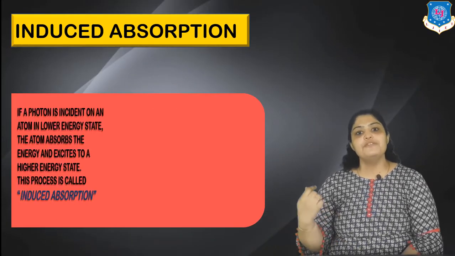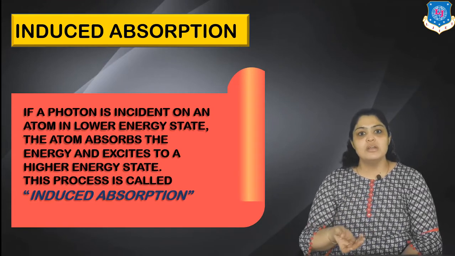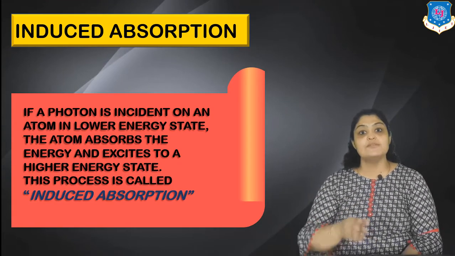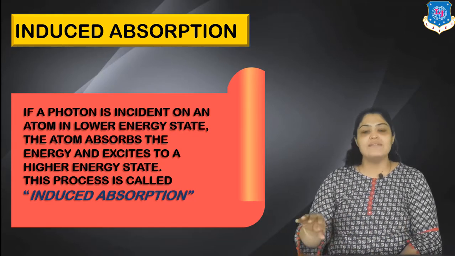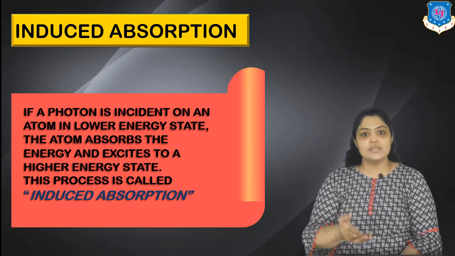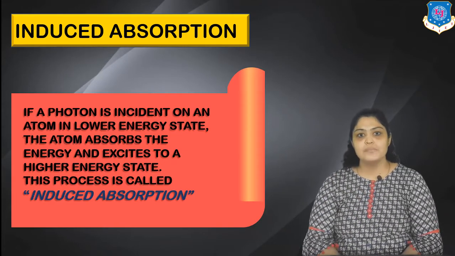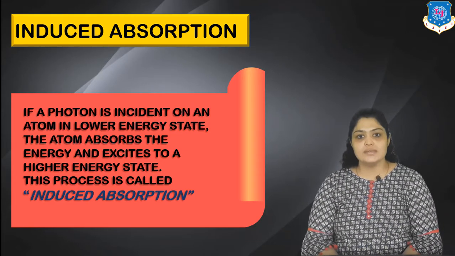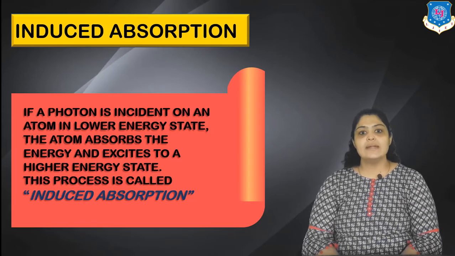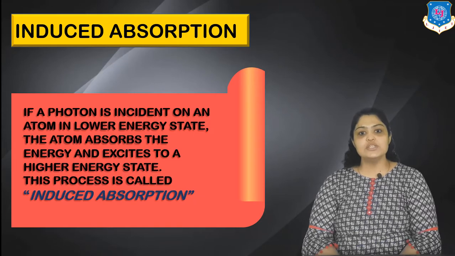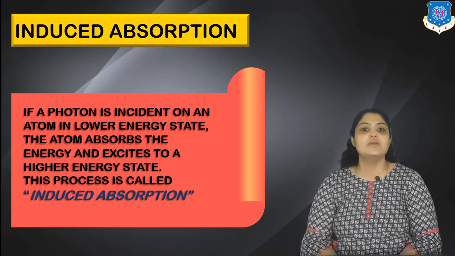So, now let's begin with the first process, that is known as induced absorption. What do you mean by absorption? It will be a process which will take place from lower to higher energy. So, when your atom is in the lower energy state, when it is not having any energy, if you expose it to radiation, the atom is going to absorb the energy of radiation and it will be excited. So, if a photon is incident on an atom which is in a lower energy state, the atom absorbs the energy and excites to a higher energy level called induced absorption.